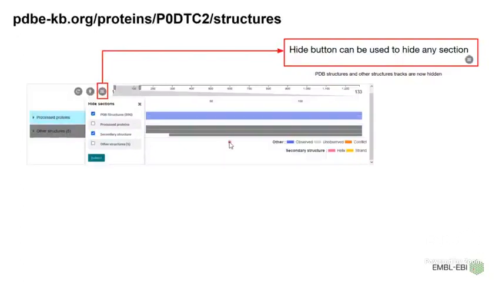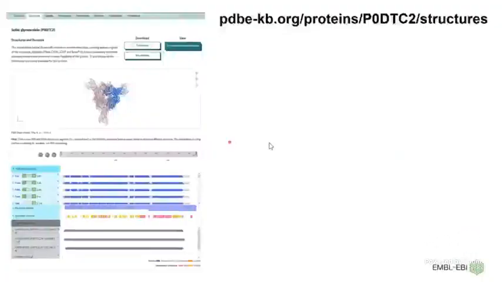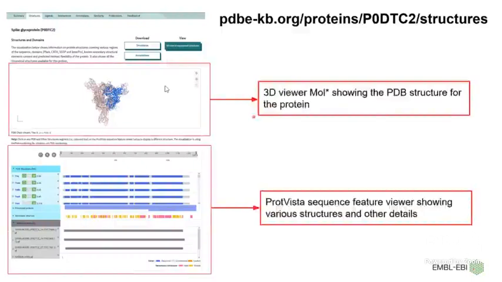So now let's talk about the structures section, information in the aggregated view of proteins. This is how the structure page looks for a given protein. Here we are looking at spike glycoprotein. It mainly has two sections. First, you have the 3D viewer showing the PDB structure of the protein. And then you have the Protvista sequence viewer, which shows you all the structures and various other information.